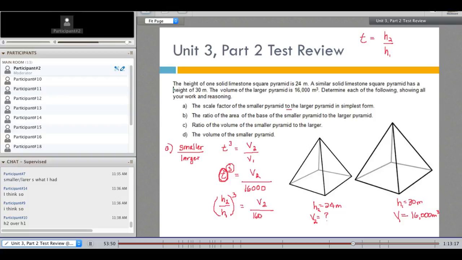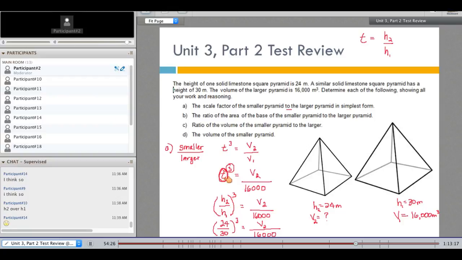Now right now you're probably like, well, how did that help me? Because now I have 3 unknowns, but we actually know height 1 and height 2. Once I plug those in, I'm going to have (24 over 30) cubed equals volume 2 over 16,000. Okay, so let's take a break there and take a second for that to sink in. Take a look at this. I think from here to here is the hardest part.